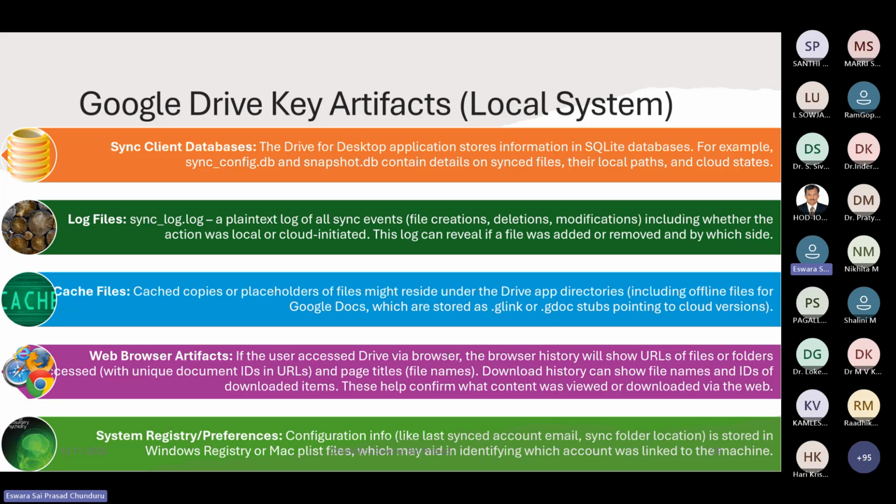And then the log files. These are plain text files with respect to all synchronization events like file creations, deletions, and modifications, and they include whether the action is local or cloud initiated. This will reveal if a file was added or removed and by which side that particular file was added or removed. Cache files, which will contain the actual files in temporary directories.